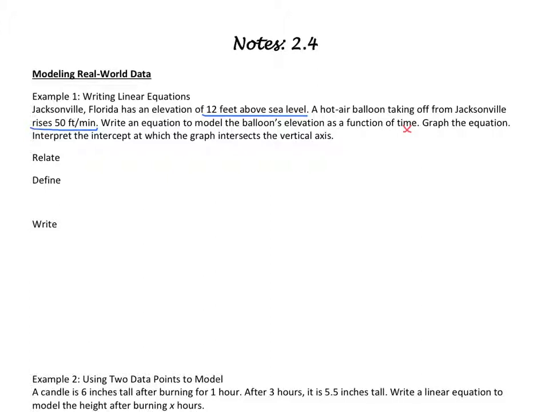And then we're going to graph the equation, and then we will interpret the intercept at which the graph intersects the vertical axis. Lots of inter words there. But first we need to write our equation. So let's figure out what we're talking about. We need to figure out the balloon's elevation. The elevation is going to be our y. We'll get to that in a minute.